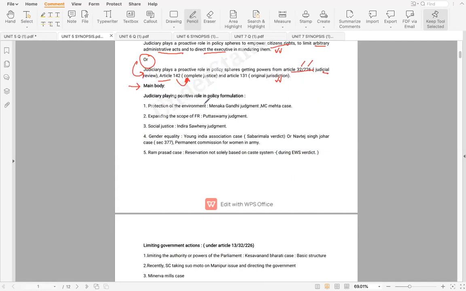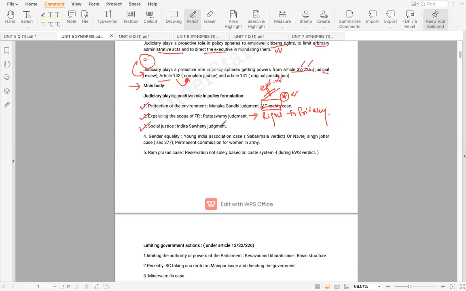Main body, judiciary playing a positive role in policy formulation. Here, in this question, you only have to go down with examples. Try to think of as many as you can. For instance, as far as the environment is concerned, you have the Maneka Gandhi judgment, you have the MC Mehta case. He's one of the most important pioneers as far as environmental cases are concerned. Second, expanding the scope of fundamental rights through the Puttaswamy judgment, right to privacy, etc. You have to just mention the keywords and move on, because you have a lot of content to cover in this question and it is only a 10 marker, right?